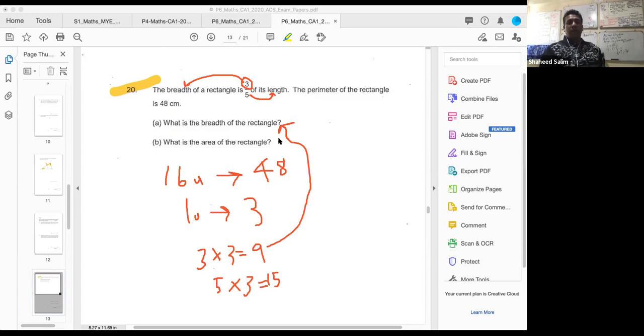So they ask you to find the area. Length is 15. Breadth is 9. So 15 times 9 lah. And your answer is 135 square cm.